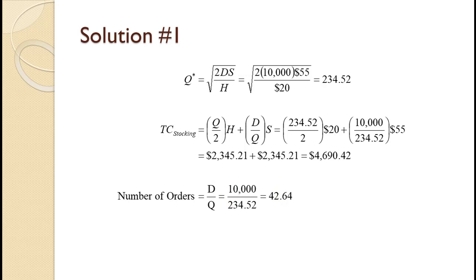The number of orders per year is just the annual demand of 10,000 divided by the order quantity of 234.52. That equals 42.64. This number should not be rounded to a whole number. The order cycle is the order quantity of 234.52 divided by the annual demand of 10,000. That equals 0.0235. That should not be rounded since it is a fraction of a year. To convert that to days, we multiply times 250 working days per year, and that equals 5.86. So, each order of 234 meets their needs for 5.86 working days.